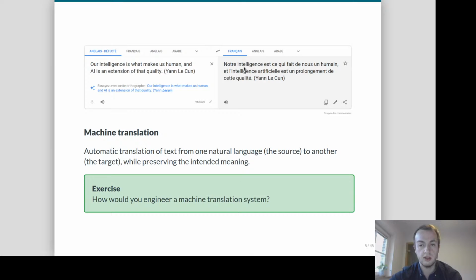It's mainly based on neural networks, but a few years ago it was rather based on the first approaches that we'll cover. And so my first question, given what you know so far, how would you engineer yourself a machine translation system? If you have some ideas, please just dump them into the chat. What would be the first approach that you would use to produce a system that would manage to translate sentences from one language to another?